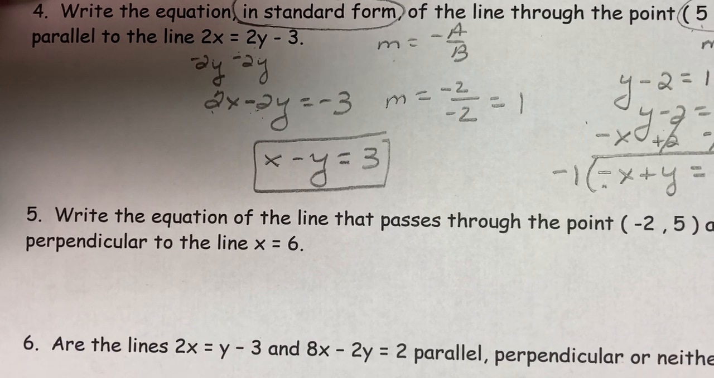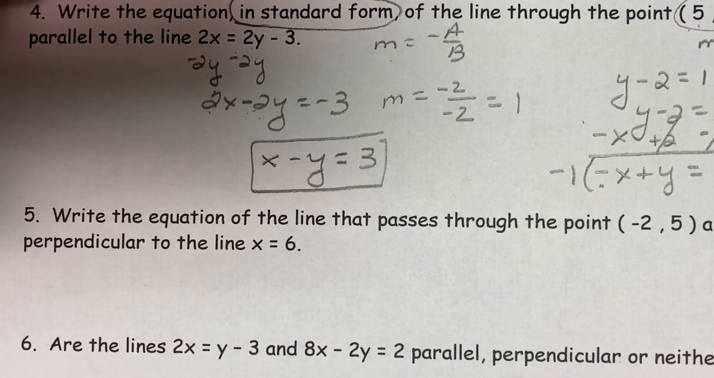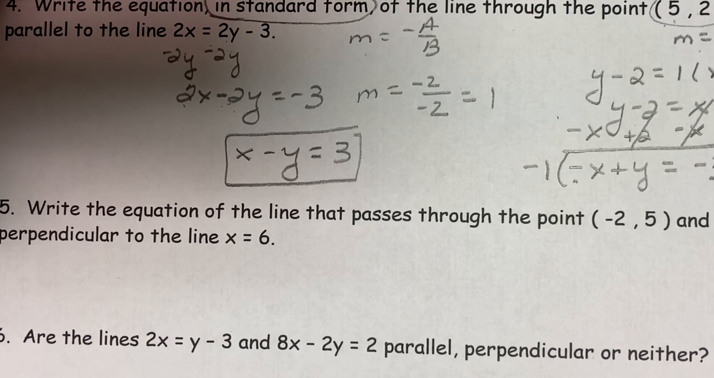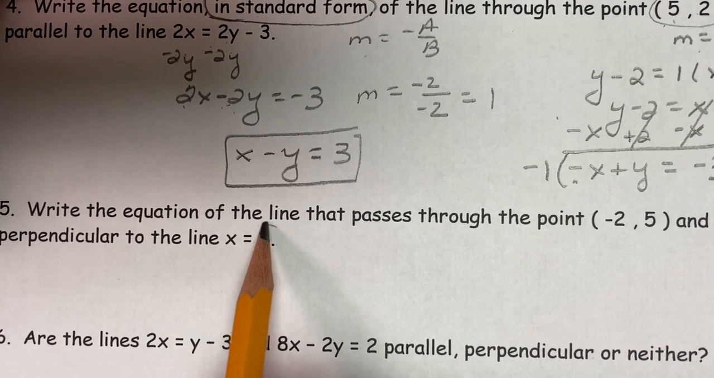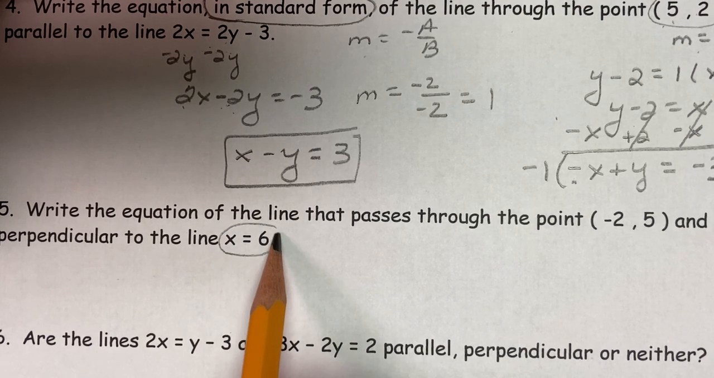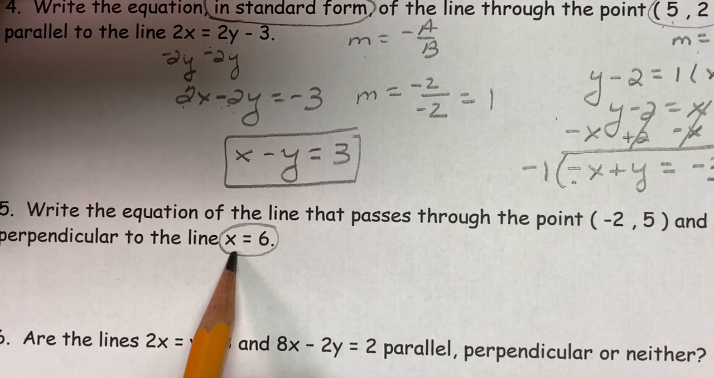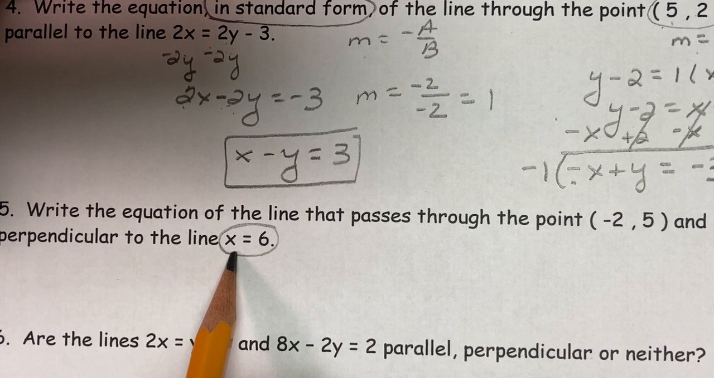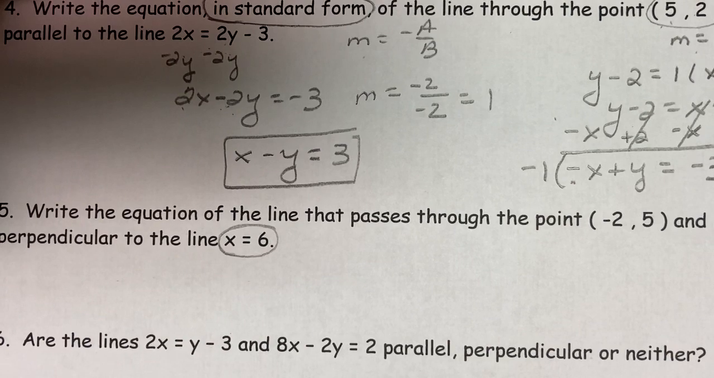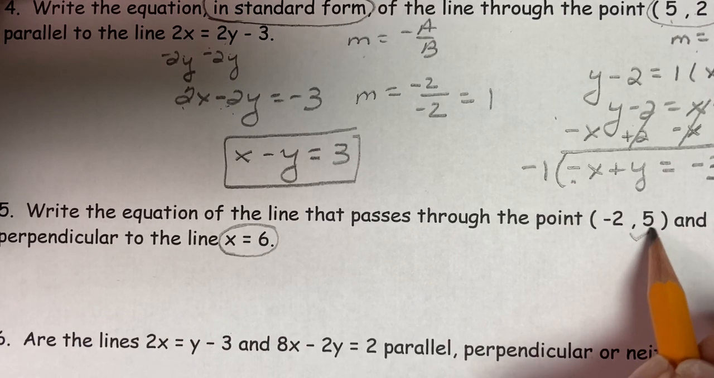So let's look at number 5. Write the equation of the line that passes through the point (-2, 5) and is perpendicular to x equals 6. Now, we have to be careful here because we're talking about our special types of lines. So this is a lot of just thinking. There's really no work to do here. Well, a little bit maybe. So we know that it passes through this point.